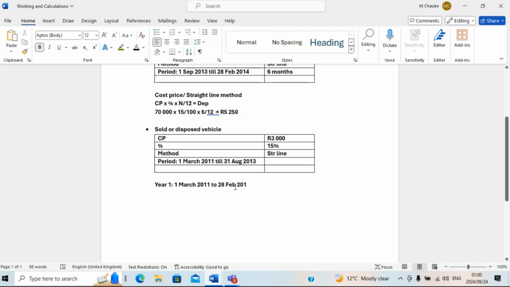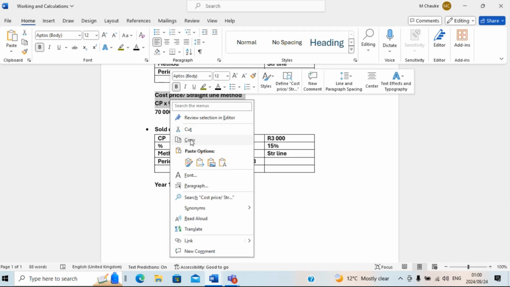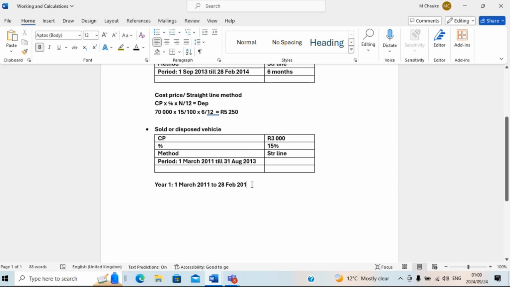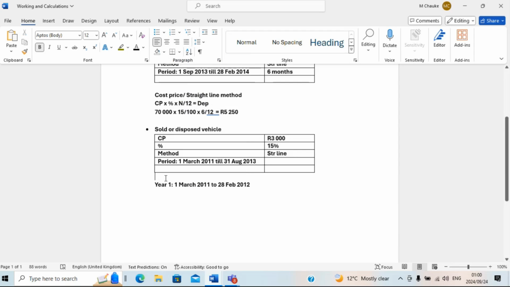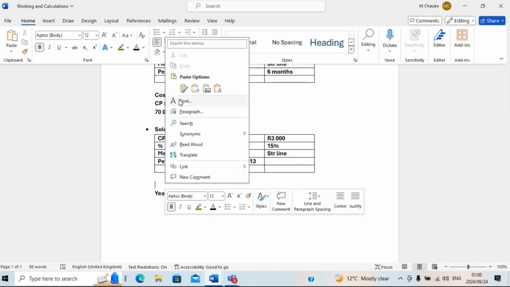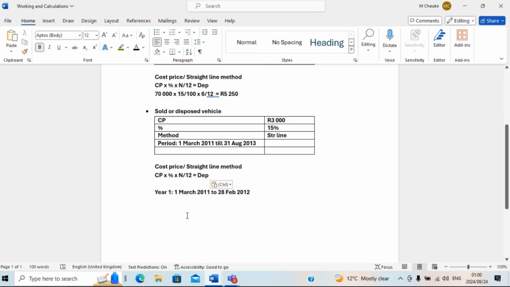So remember, we are following which method? The straight line method, this one, right? I'm going to copy it here, bring it down here so that we can be quick. Actually, let me put this method on top there, above the year, so that we can separate these things. We're going to use the same method, the straight line method. It didn't change, right?